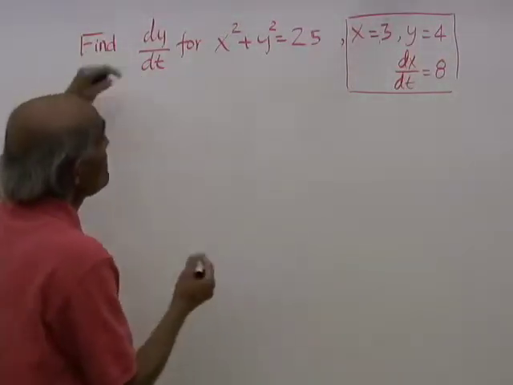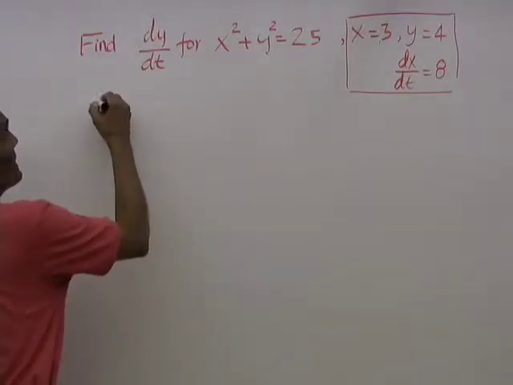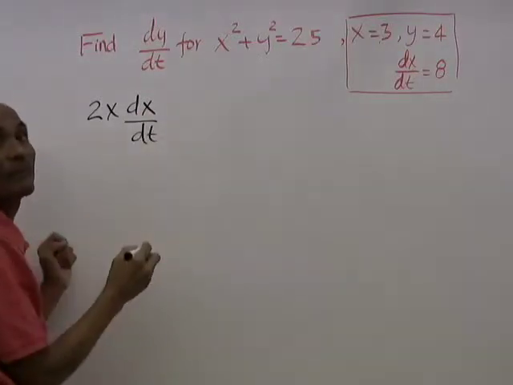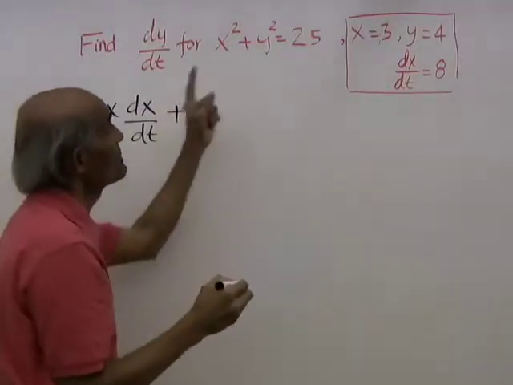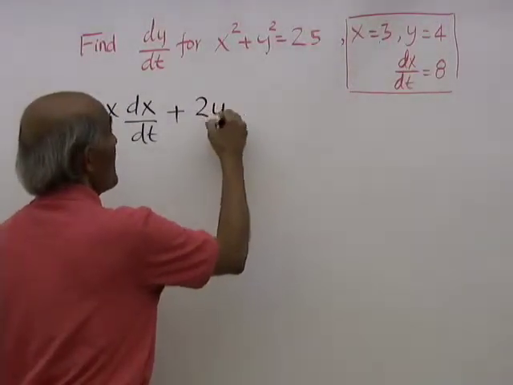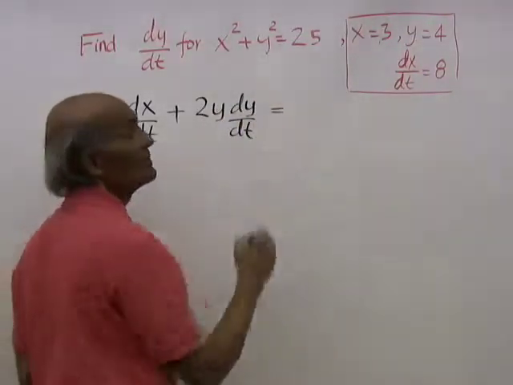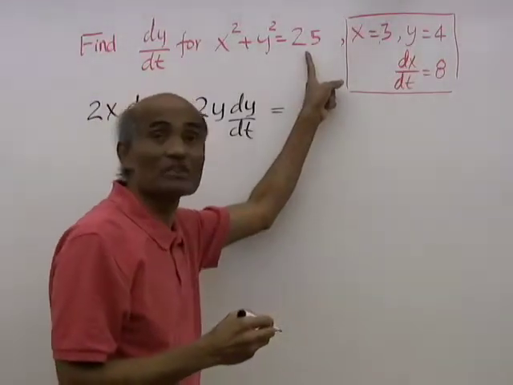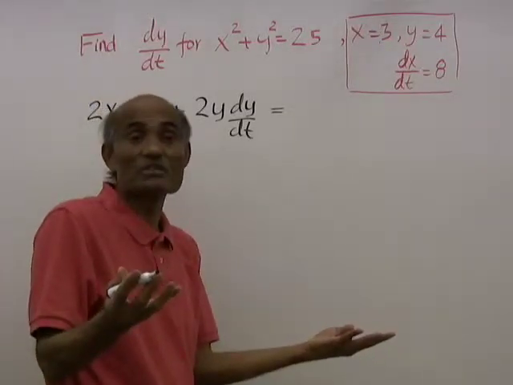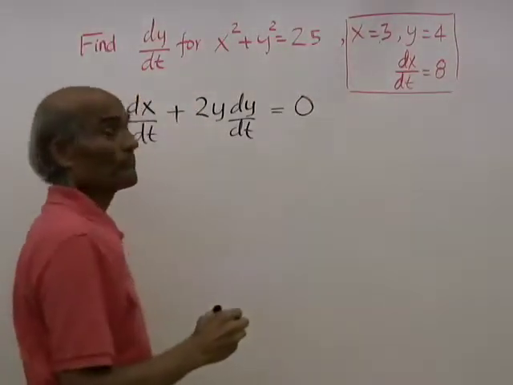Alright, tell me, what is the derivative of x squared with respect to time? It will be 2x dx over dt, plus, what is the derivative of y squared with respect to time? It will be 2y dy by dt, equal to, what is the derivative of a constant 25 with respect to time? The derivative of a constant with respect to any variable is 0. So that will be 0.